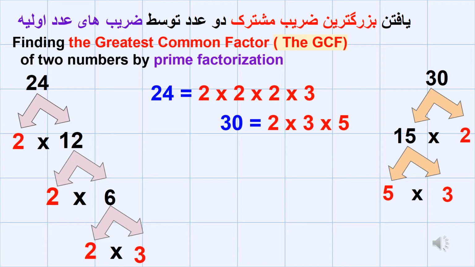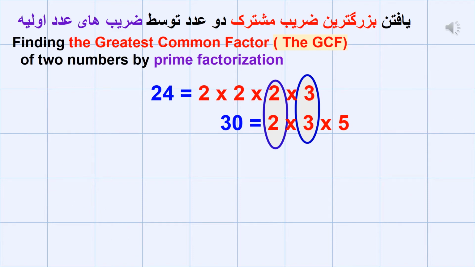We have two groups of prime factors, one group for 24, another group for 30. The first group is 2, 2, 2, 3, and another one is 2, 3, and 5. We should find the common factors for both numbers. 2 is common in both cases, and another number is 3. Those numbers are circled in blue color, and we have two numbers. One is 2, another one is 3, and those are the common prime factors for 24 and 30.